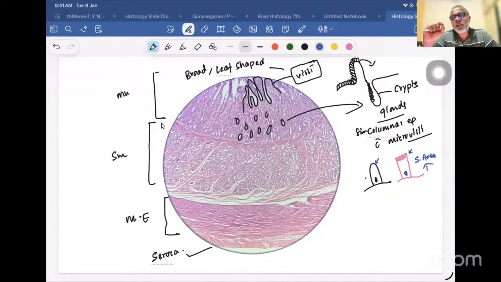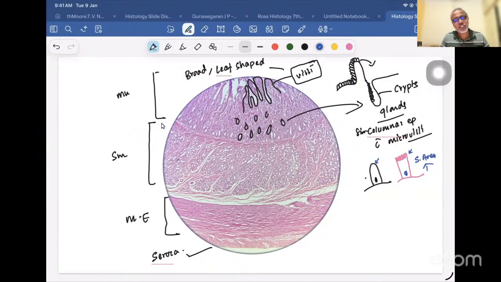What is the function of the small intestine? Absorption. That is why the small intestine epithelium will have microvilli. This is how you need to correlate the structure of the duodenum with its function. Done? Right. So when I started the discussion, I directly jumped into the layers.